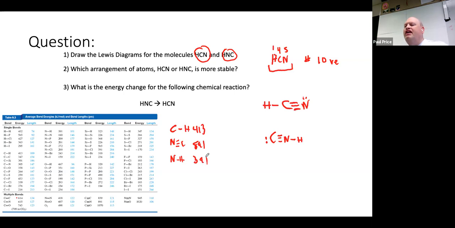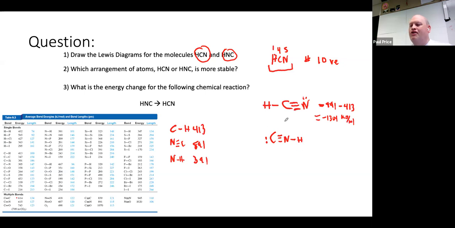So if I want to calculate the amount of energy that would have been released in this top molecule, I'm making a C triple bond N, so I would release 891. And I'm also making a CH bond, so I'm releasing 413. So the amount of energy released when I make these bonds would end up being negative 1304. That would be the amount of energy that would go into the environment. That would be kilojoules for every mole of HCN I make.